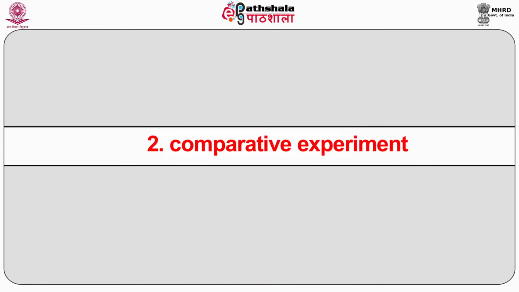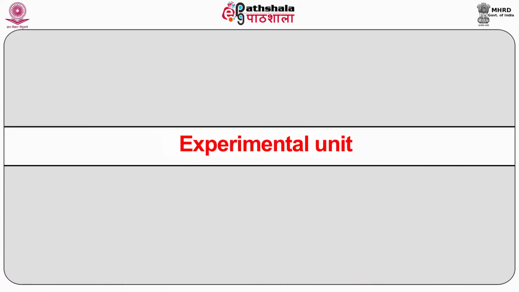Second, the comparative experiment. Comparative experiment is that experiment wherein the researcher would, as per the previous example, compare the effectiveness of 2 or more different medicines on the ailment of that patient. The next concept is experimental unit. Experimental units are those predefined areas where different treatments are used. Such experimental units must be defined with due diligence and utmost care.